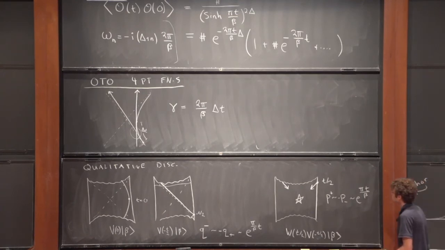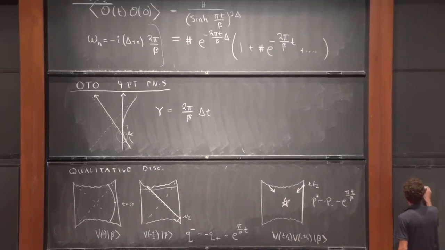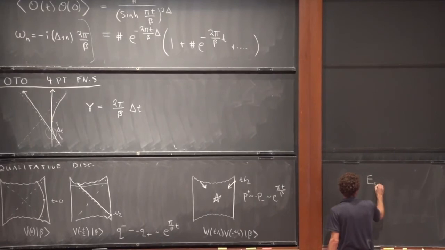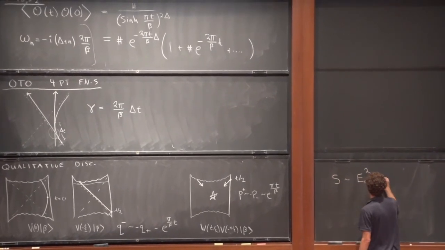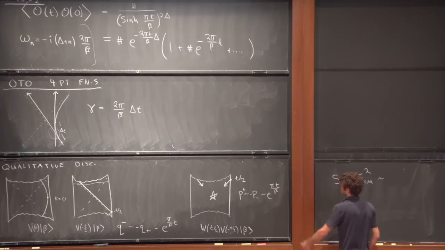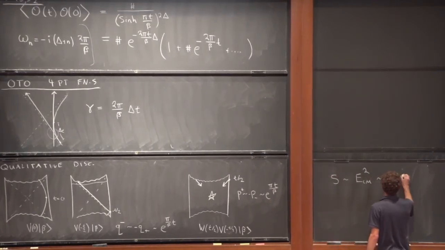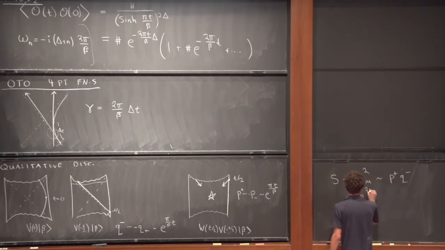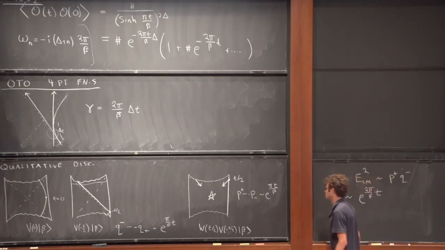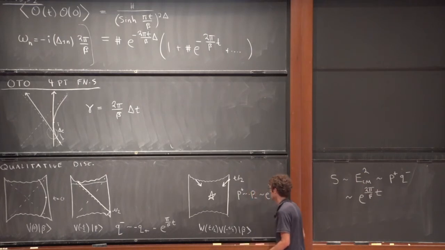It's a high energy collision with a center of mass energy squared called the Mandelstam invariant S. This is basically the center of mass energy squared, which for this problem will be proportional to the product of the large momenta, p plus, q minus, which will be of order e to the 2 pi over beta times t. Again, in either AdS or thermal units. So that's the description of this state here.